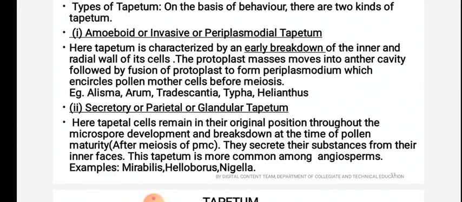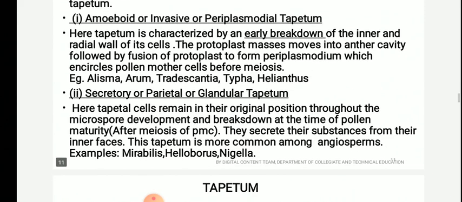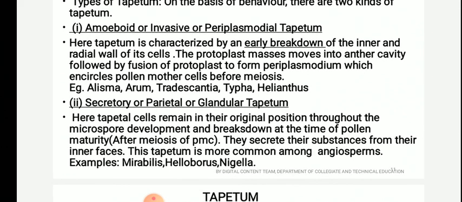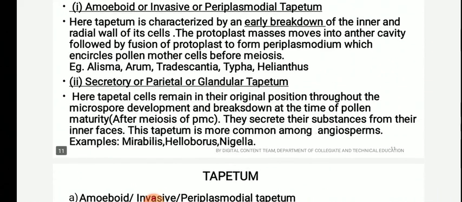So, amoeboid tapetum is characterized by the early breakdown of the tapetum. The tapetal cells break down very early and encircle the developing pollen mother cells. Before the pollen mother cells undergo meiosis, the tapetal cells break down and encircle the pollen mother cells. So they form an amoeboid-like invasive structure, or pseudopodia like an amoeba. That is why it is called amoeboid or invasive or periplasmodial tapetum, seen in Tradescantia, Typha, etc.